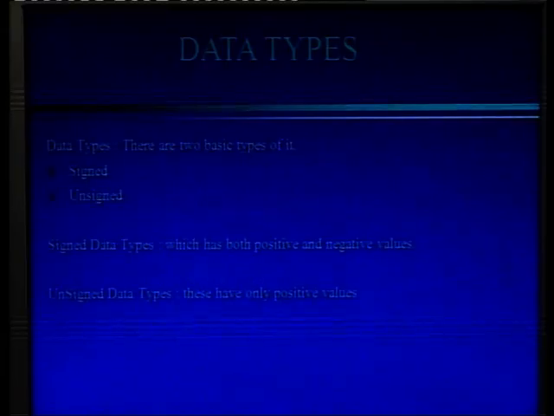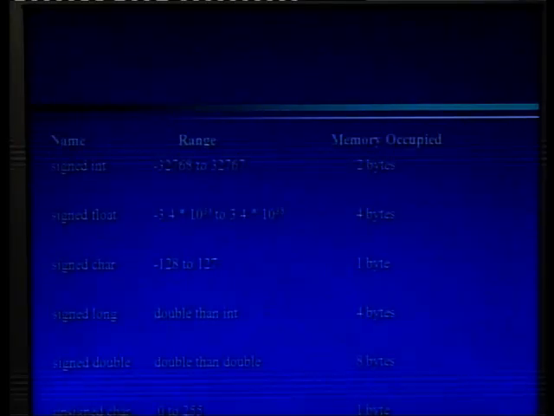Now next, data types. Data types are basically used to define type of a variable, which type of variable that is. Basically we have two types of data. One is signed and another is unsigned. Signed means having both positive and negative values, and unsigned means having only positive values. Here I have described it in the form of table. First column describes the name of data type, then range and then memory occupied.